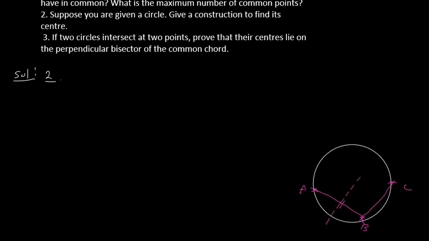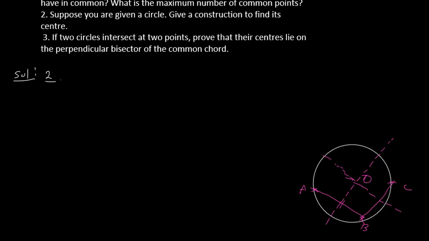So this perpendicular bisector of AB will pass through the center of circle, and I draw a perpendicular bisector of this BC. So this perpendicular bisector of BC will also pass through the center. So let us take this point as O. So this O will be considered as center of the circle. My question is, suppose you are given a circle, give a construction to find its center.